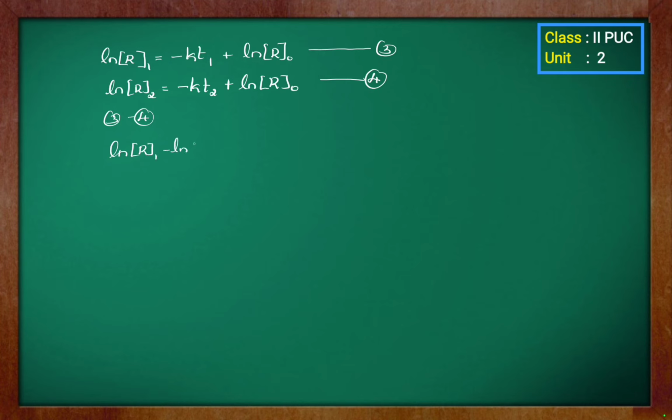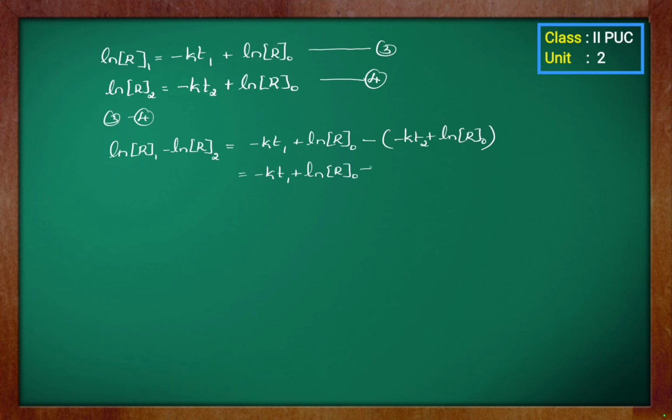Subtracting equation 4 from equation 3, I can write ln R1 minus ln R2 is equal to minus K T1 plus ln R0 minus of equation 4, that is minus K T2 plus ln R0, which is equal to minus K T1 plus ln R0 plus K T2 minus ln R0. So the ln R0 terms get cancelled with one another. On the left hand side, we have ln R1 minus ln R2. Using laws of logarithms, I can write this as ln R1 divided by R2. So now this is equal to K T2 minus K T1.